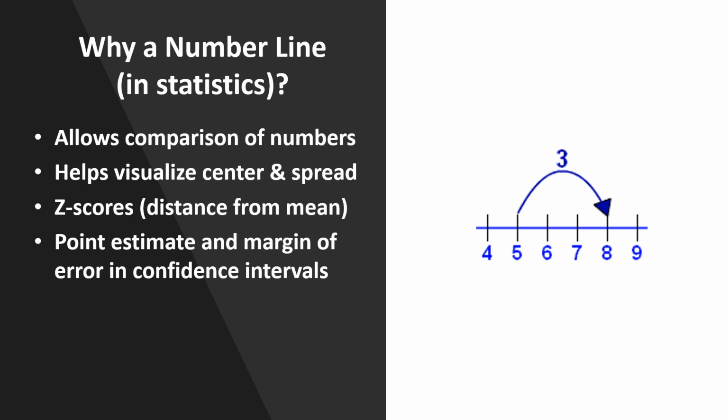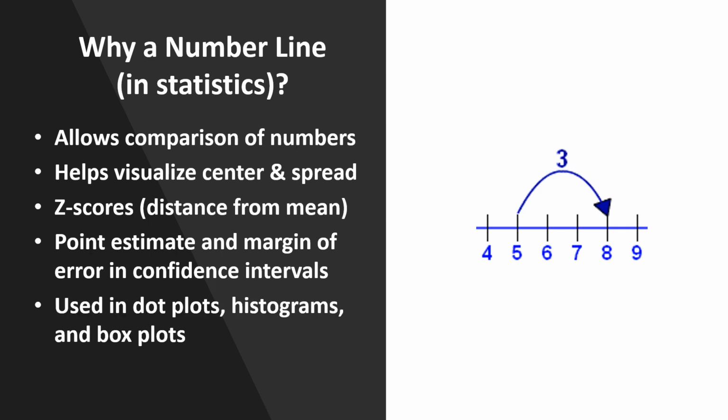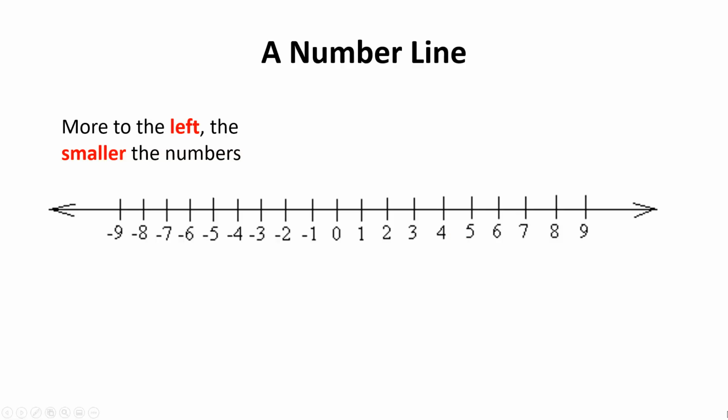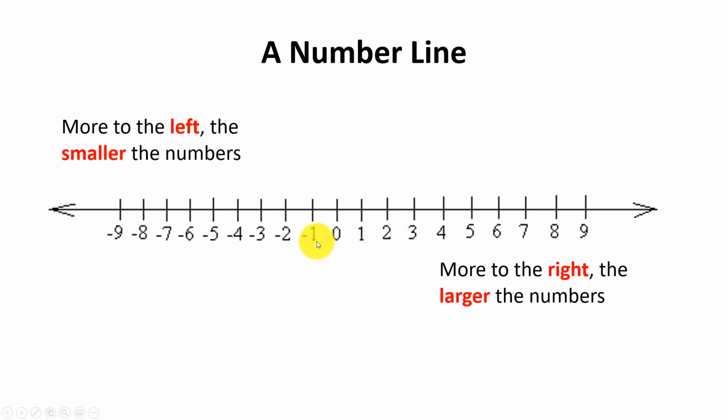What's called the point estimate and margin of error in confidence intervals can be visualized using a number line. And lastly, in quantitative graphs such as dot plots, histograms, and box plots, a number line can be used. So here is a number line. The more you are to the left, the smaller the numbers. The more you are to the right, the larger the numbers. So clearly 9 is bigger than 5, which is bigger than 2, which is bigger than -1. And we can say -9 is more to the left than -5, therefore -9 is smaller.